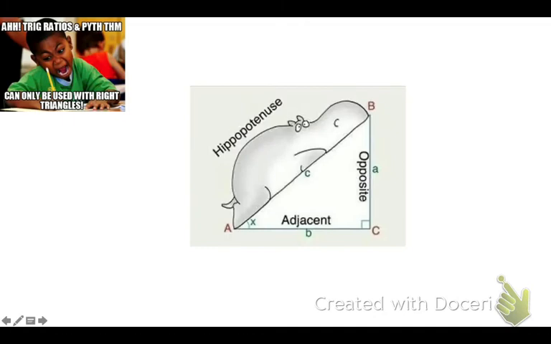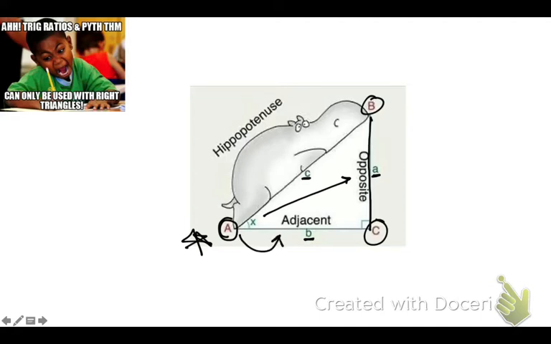Okay, so if we're given, this is just some notation, if this is angle A, this would be side A because it's the opposite side from A, okay? If this is angle B, this is side B, and this is angle C, so this would be side C. Okay, and if we're working off of angle A right here, this would be the opposite side. The adjacent side is the one right next to it.